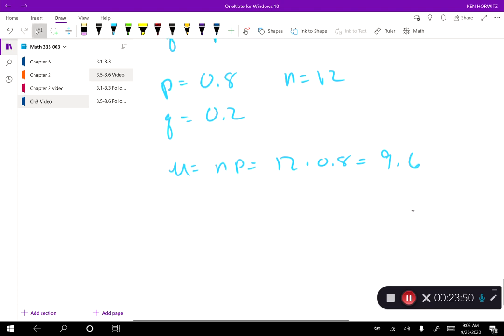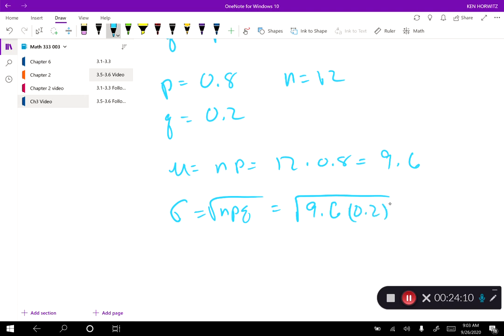All right, so let's try our standard deviation, which is the square root of NPQ, which says, N times P is 9.6, so I'll just put in 9.6 times 0.2. Why don't you do this calculation, and we'll see how you do on the back end. Pause the video. So I got 1.39. How did you do?